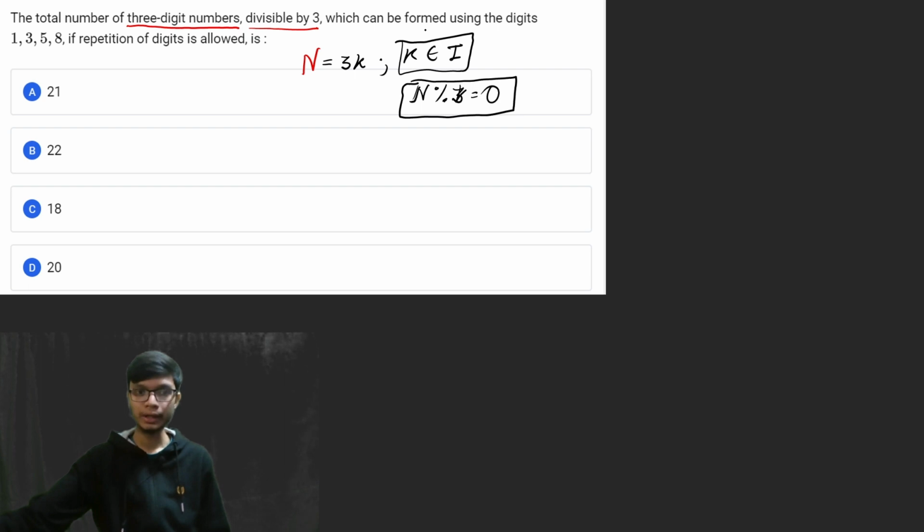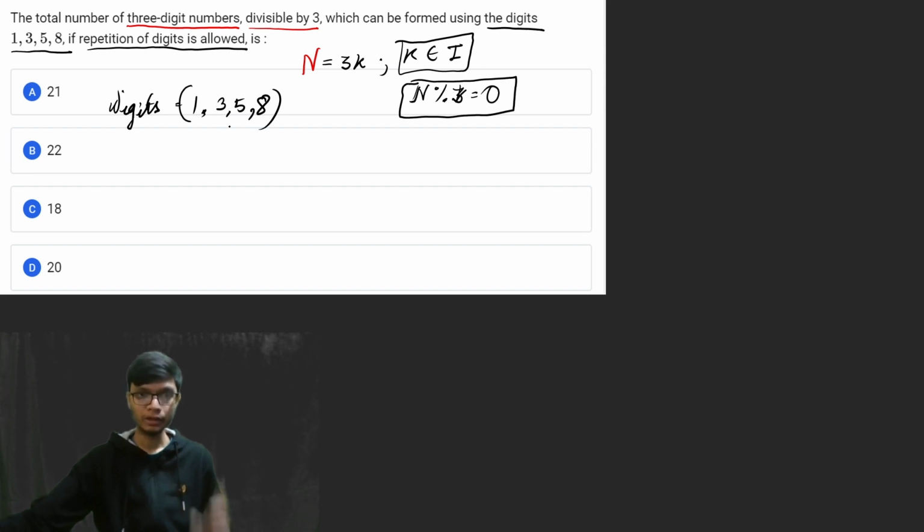Now it says the numbers are formed using the digits, so I will first write the digits. The digits are given as 1, 3, 5 and 8. So I have 4 digits over here and I have to form a 3-digit number which is divisible by 3. Another condition given is that repetition of digits is allowed. So the very first thing is, what is the divisibility condition?